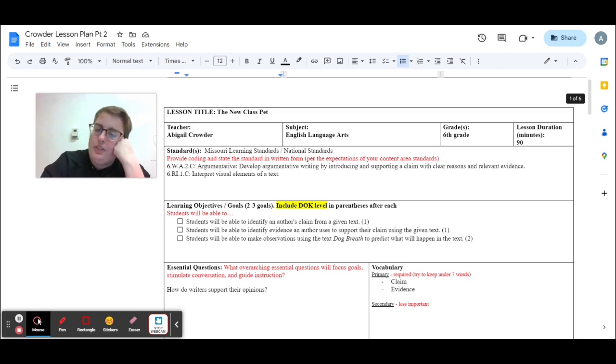Students will be able to identify an author's claim from a given text, DOK Level 1. Students will be able to identify evidence an author uses to support their claim using the given text, DOK Level 1. Notice those two words, which are two verbs: identify. Can you identify?